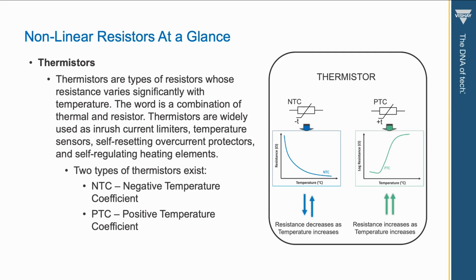NTCs are primarily used in inrush current limiting and temperature sensor applications, while PTCs are generally used as self-resetting overcurrent protectors, inrush current limiters, or self-regulating heaters. Thermistors are the most commonly used, cost-effective temperature sensors for many applications.